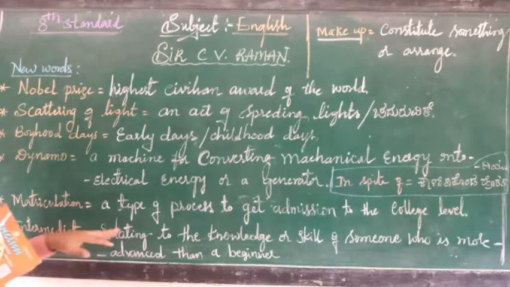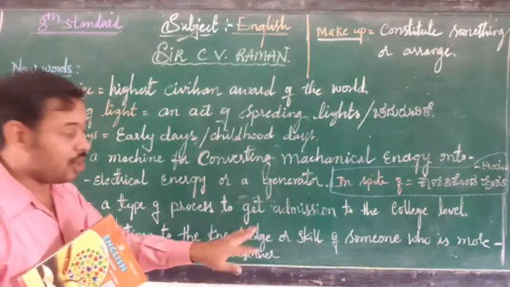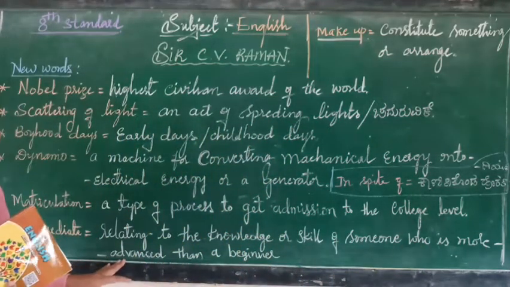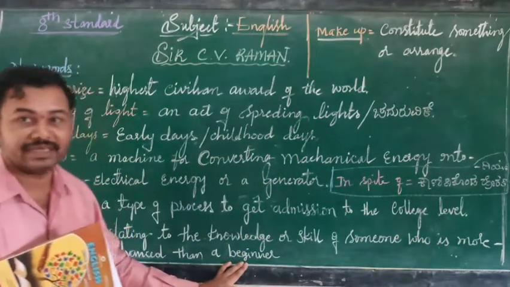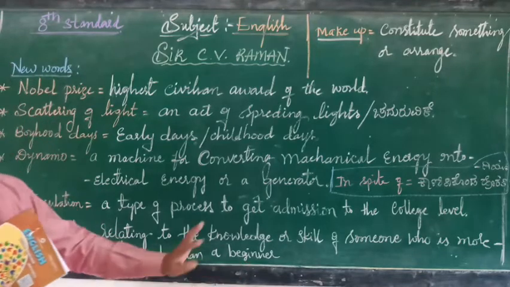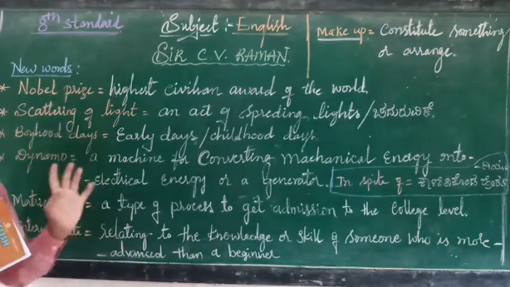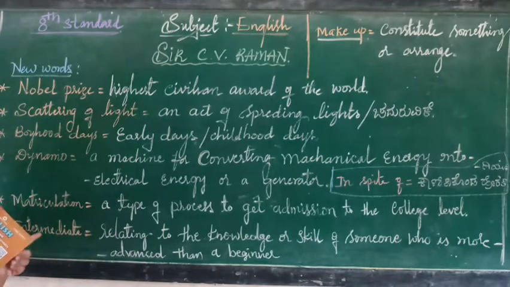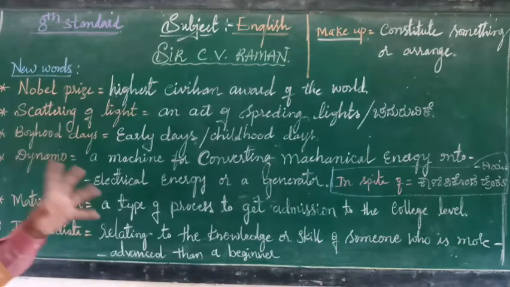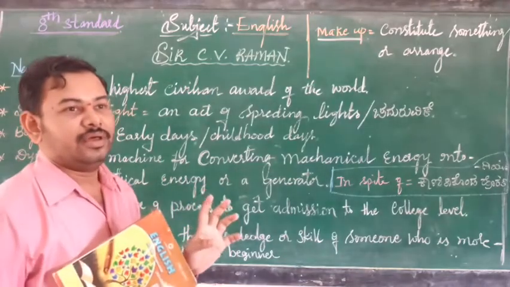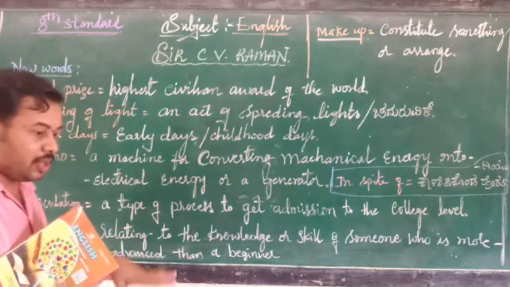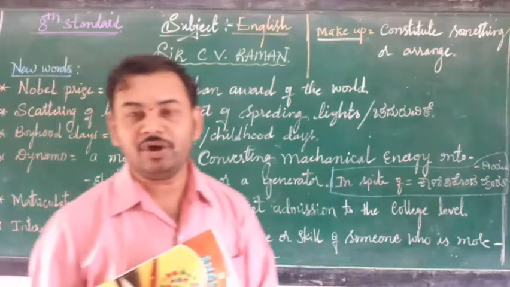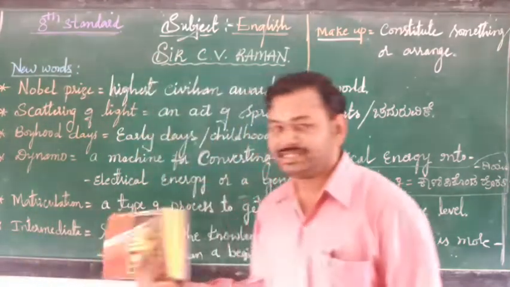Next, intermediate. Intermediate means what? Relating to the knowledge or skill of someone who is more advanced than a beginner. Got it? See, the people who have a higher IQ level can pass the examination. That is called the intermediate examination. The process of examination for those who have more knowledge than the beginners. That is called intermediate. Got it, my dear student?